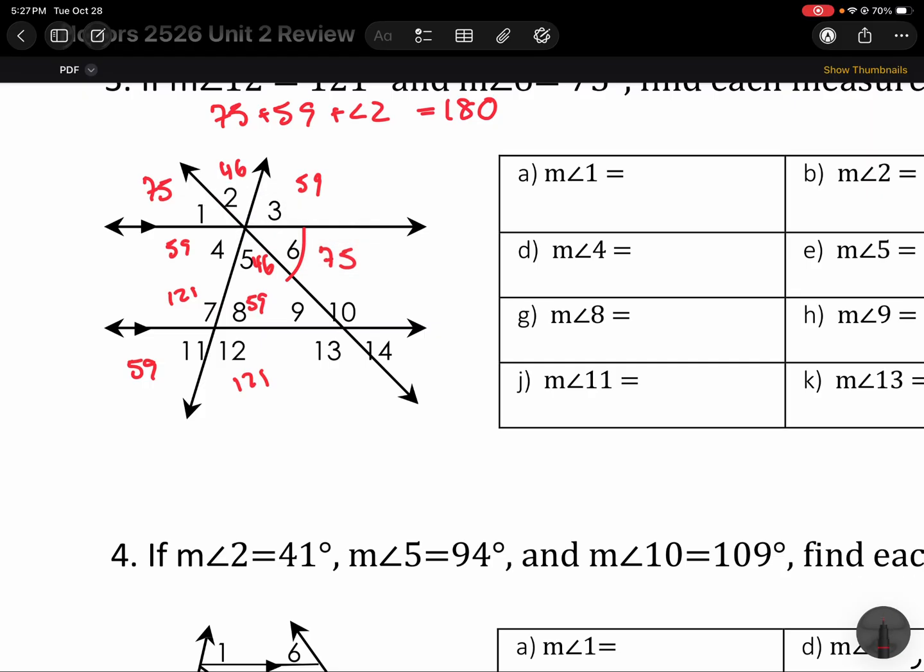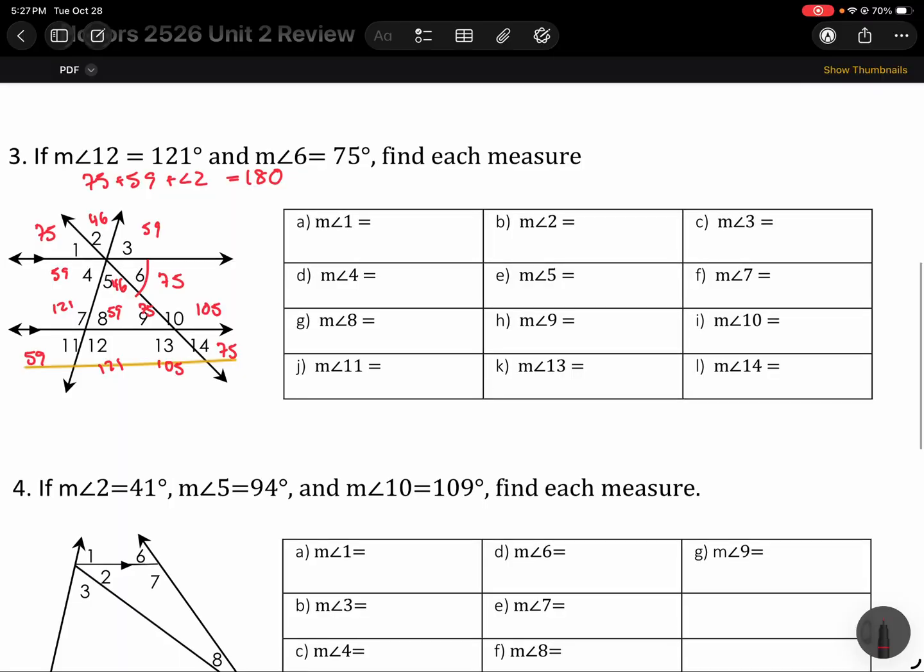Okay, and then from there, I do have a couple corresponding angles with 9 and 14. So 9 and 14 are corresponding with 1 and 6. So these are both 75 degrees each. From there, angles 9 and 10 are supplementary and create a 180 degree angle. So if angle 9 is 75 degrees, angle 10 must be 105. And same thing for angles 13 and 14. So this must be 105. And that covers all of your angles in this question.